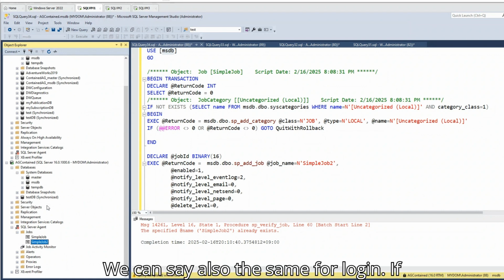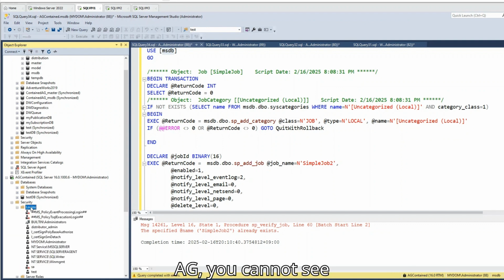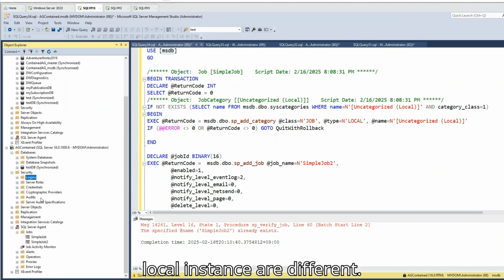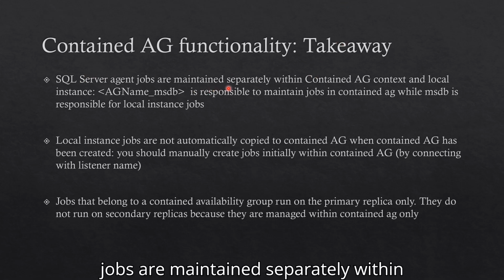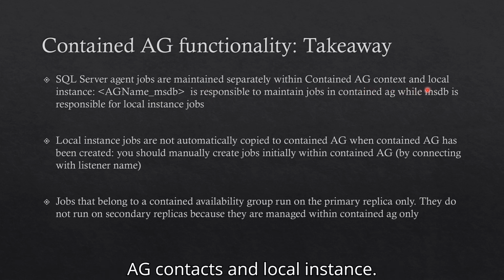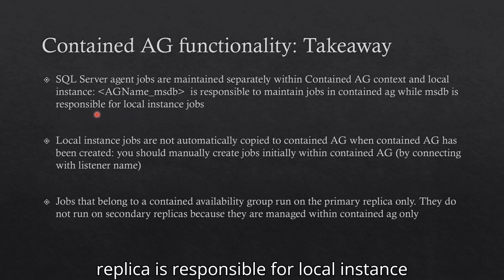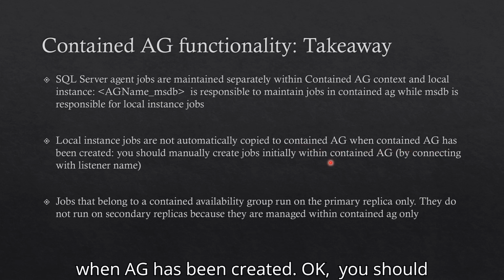We can say the same for logins. If you create a login within the contained AG, you cannot see this login in the local instance because master databases in contained AG and local instance are different. So next takeaway: SQL Server Agent jobs are maintained separately within the contained AG context and the local instance. AG name underscore MSDB is responsible for maintaining jobs in contained AG, while MSDB in the local replica is responsible for local instance jobs. Local instance jobs are not automatically copied to contained AG when it has been created, okay?